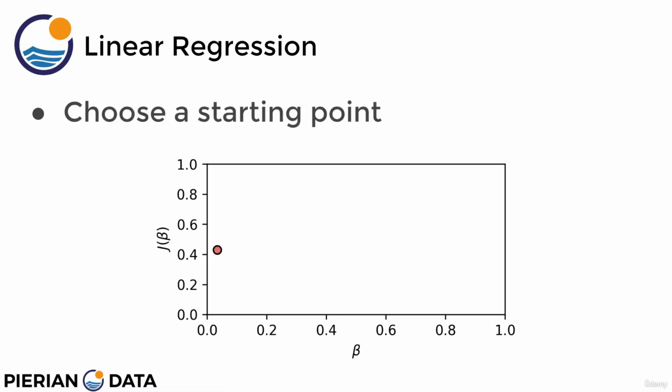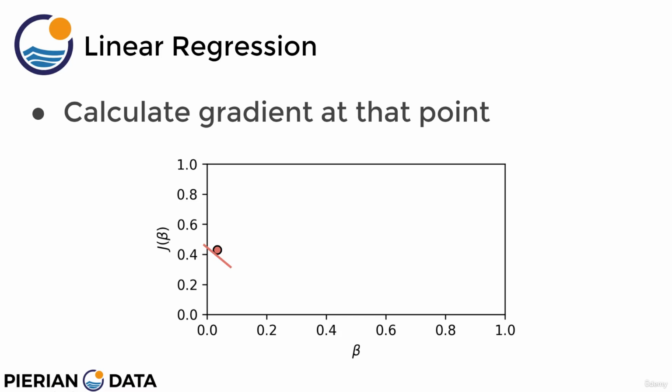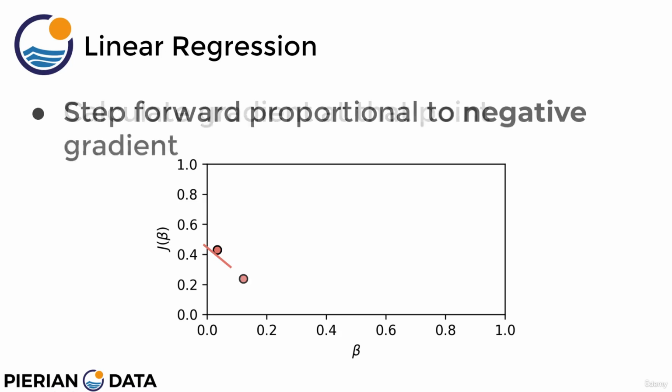So we choose a starting point, and then we calculate the gradient at that point. And then we're going to step forward proportional to the negative gradient. And that idea of proportionality is actually really important. That means typically, if we have a very steep gradient, we're going to take larger steps.